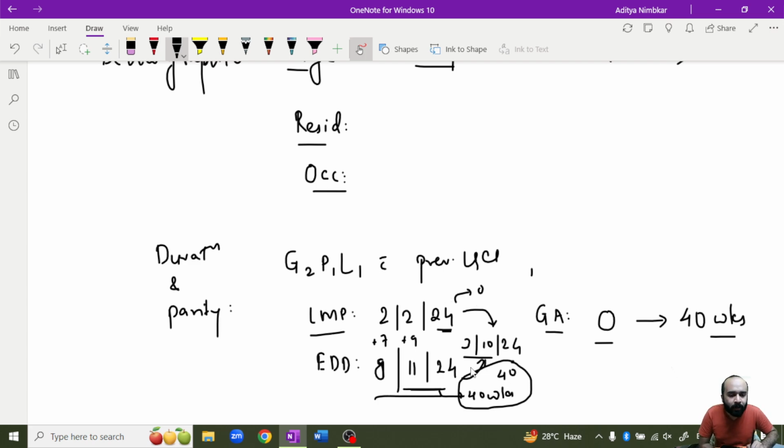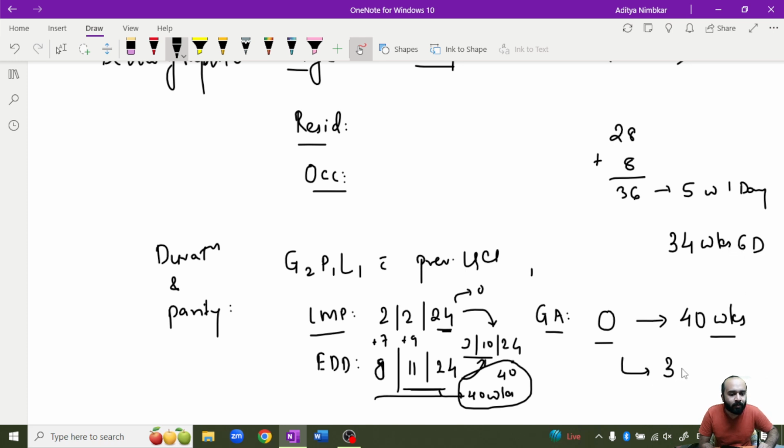So how do I subtract? So today is the 3rd of October. So in 3rd of October, I still have 28 days that are left in this month. To add to it the 8 days of next month. So it amounts to 36. Now what is 36 in terms of weeks and days? It is 5 weeks and 1 day. Now if I subtract from 40 weeks, it will become 34 weeks and 6 days. And that is how much our pregnancy is at the moment.